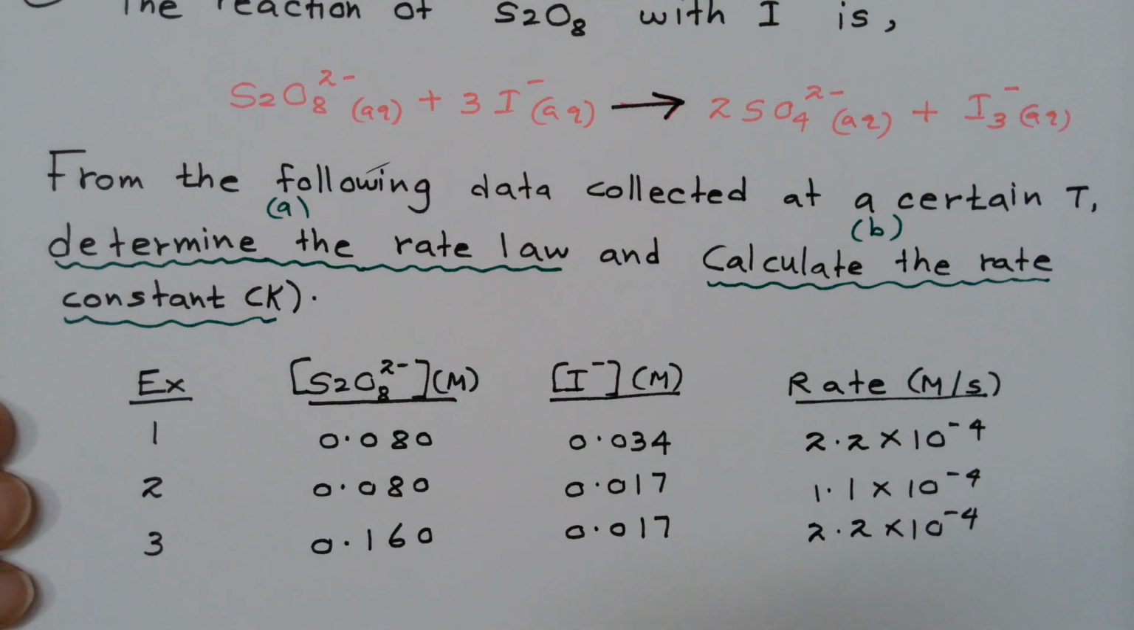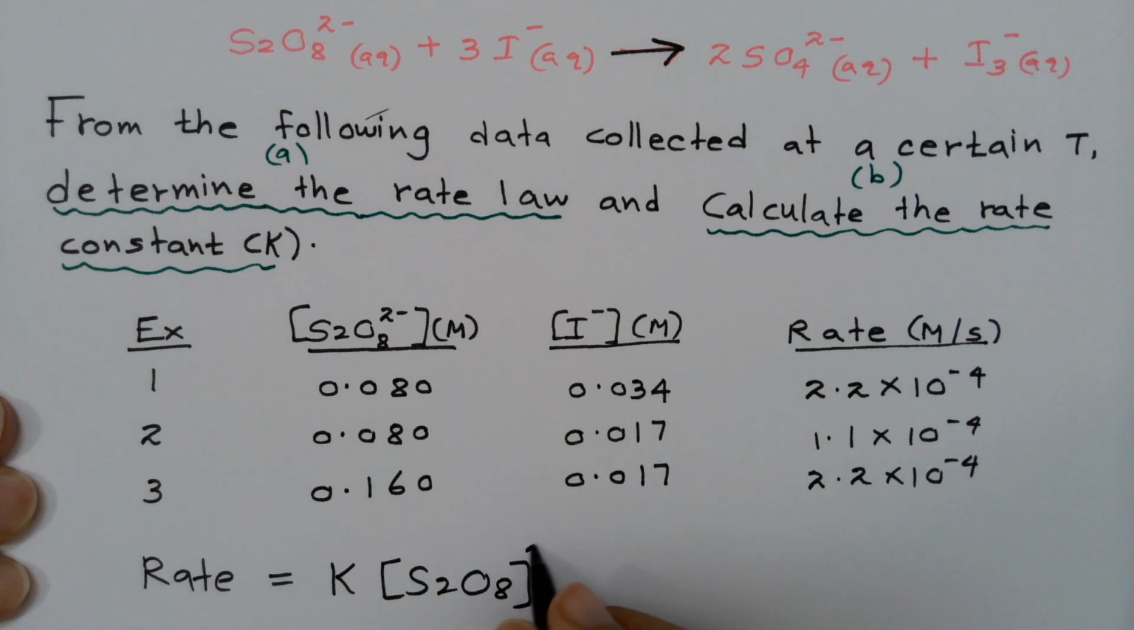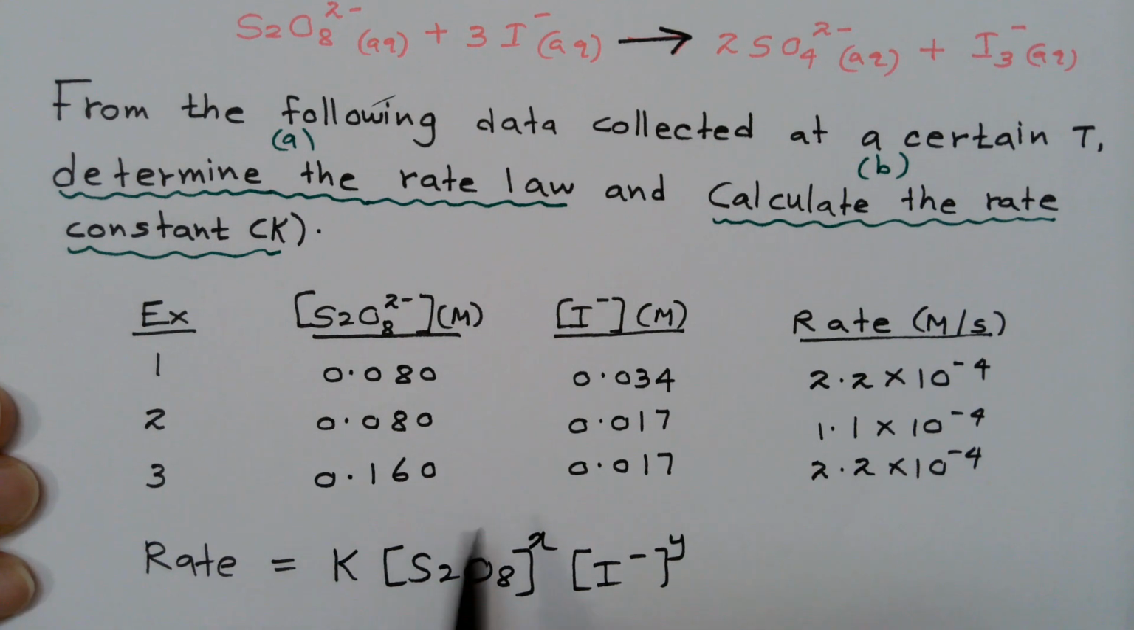So the first step is how to write the rate law expression for this given reaction. So we can write the rate law: rate is equal to rate constant times S2O8 2 minus concentration, order is x, times the next reactant, I minus concentration, order is y. So this is the rate law for this chemical reaction. Now let's calculate x and y using the given data set.